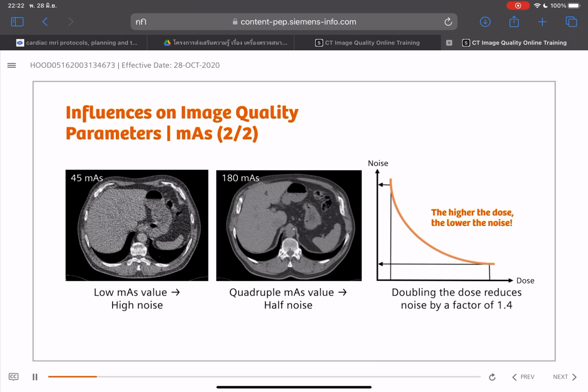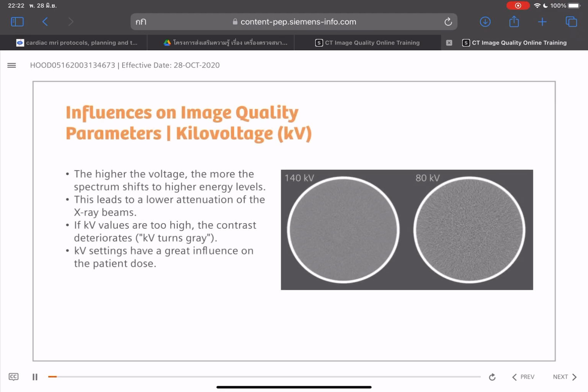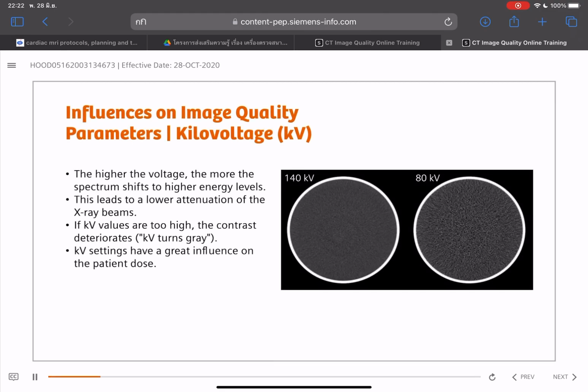Low mAs values lead to noisy images. The graph shows the correlation between radiation dose and noise. The rule of thumb is, the higher the dose, the lower the noise. The higher the voltage, the more the spectrum shifts to higher energy levels, leading to a lower attenuation of the X-ray beams. High kV deteriorates the contrast in the image, giving rise to the radiographer's expression, "kV turns gray." Kilovoltage settings have a great influence on the patient dose.